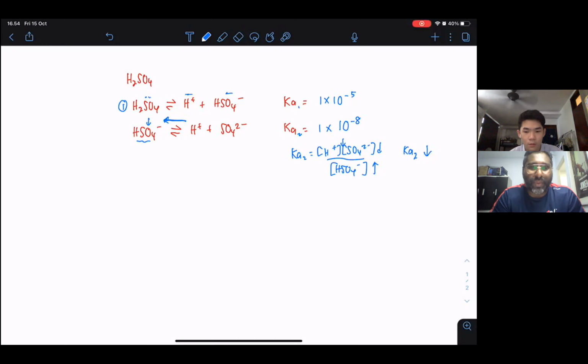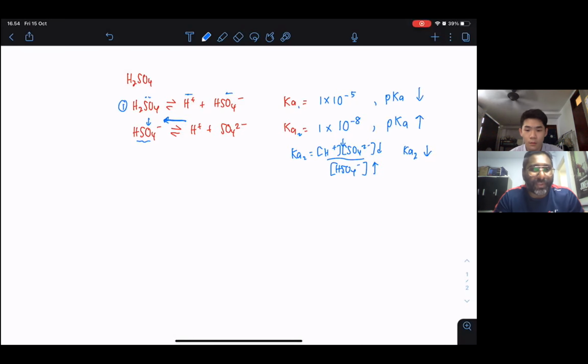So this is a situation where you can predict the Ka, and we can also mention pKa. The pKa of something that has the bigger Ka will always be lower compared to the one that has the smaller Ka. That is another thing that you need to take note of.